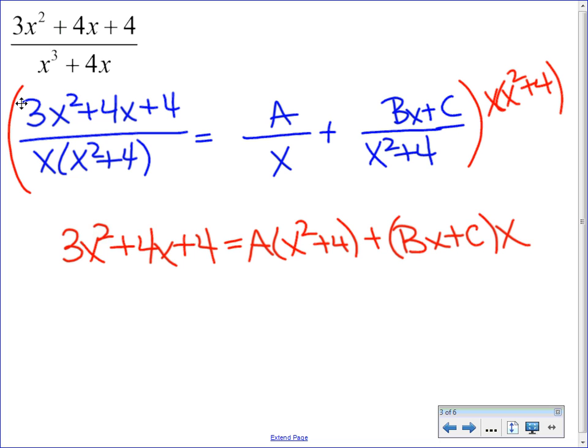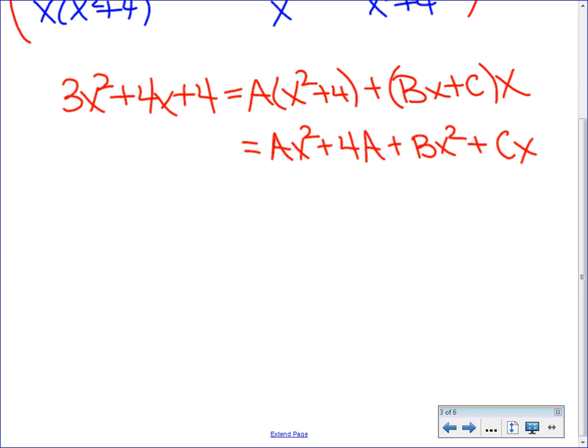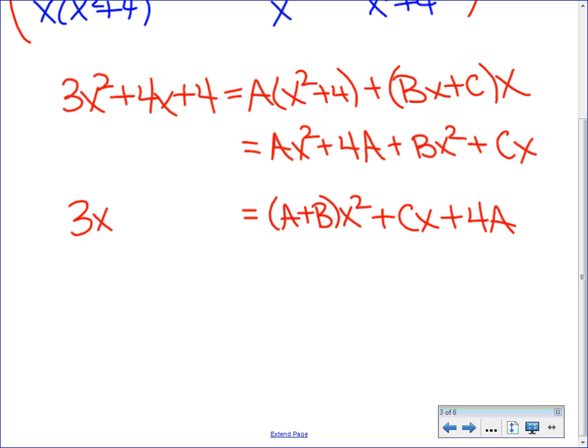So what I'm going to do is multiply this out. So we have ax squared plus 4a plus bx squared plus cx. And I'm going to organize this so that it's in descending order. We have ax squared plus bx squared, so I'm going to write that as the quantity a plus b times x squared. Is that okay? All right. And then plus cx plus 4a. And we know that this equals 3x squared plus 4x plus 4.